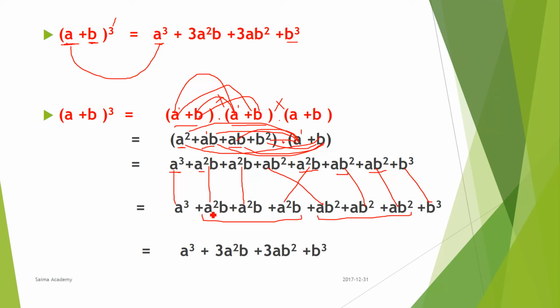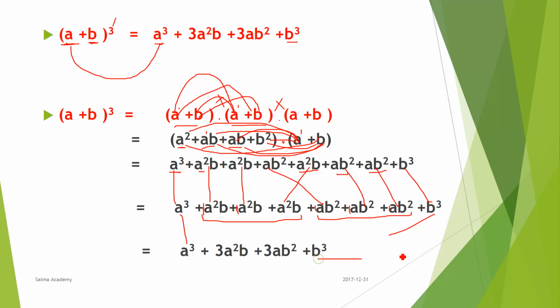So how many times do we have a square b? See, 3 times. 1, 2, 3. If the coefficient is not mentioned, it means it is 1. So this is a cube as it is, plus 3a square b, because we have 3 times. Similarly, ab square we have 3 times, exactly the same. So 3ab square plus b cube, and its coefficient is 1. Again you have to add the same, it should be exactly the same: ab square, ab square, ab square.